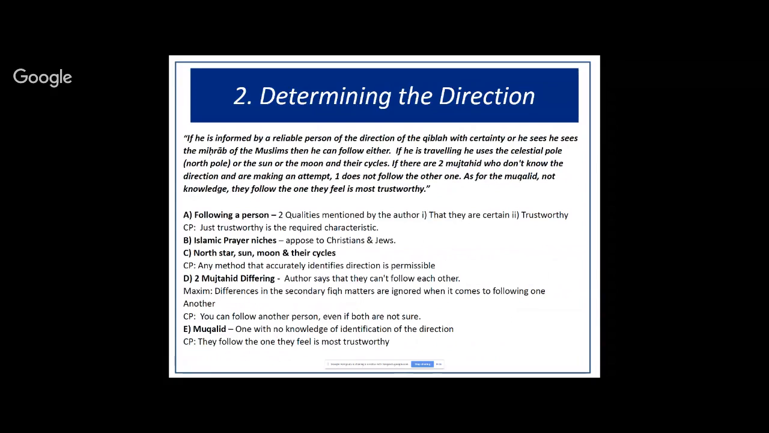Your burden of responsibility is now lifted, that you've done your bit, you've asked one trustworthy person. And this is how the Sharia is.